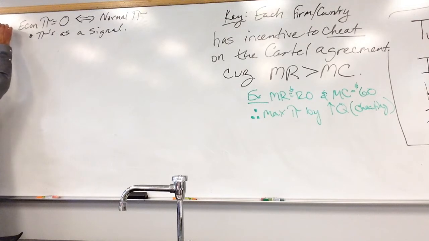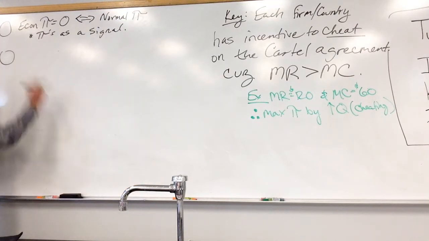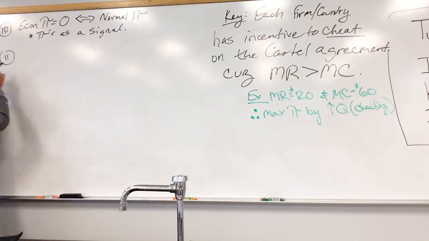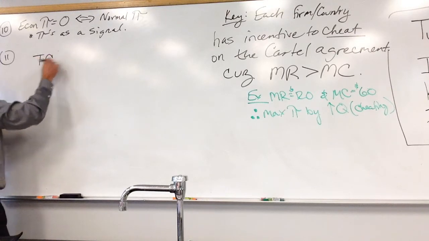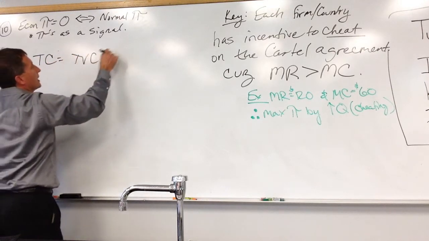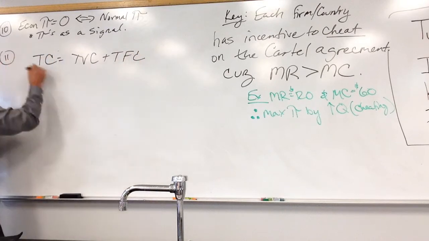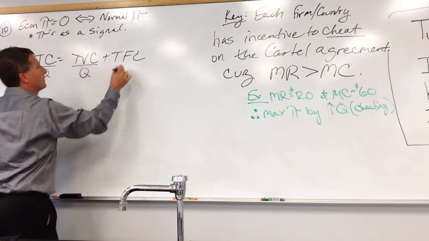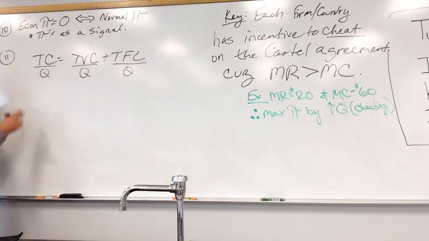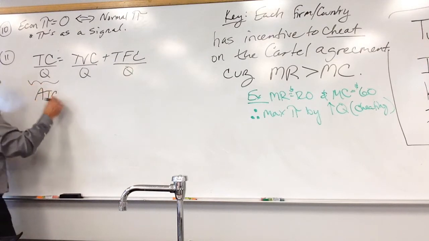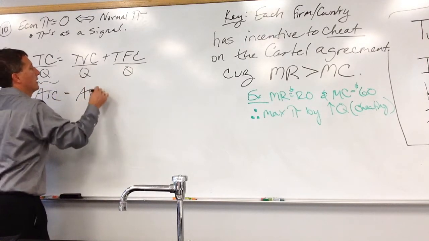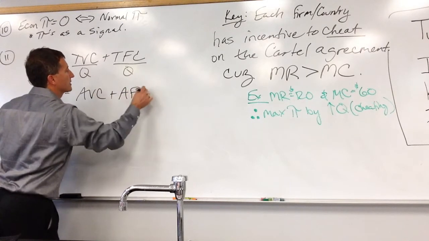So this is kind of the chapter 9 stuff, chapter 10 stuff, or I'm sorry, 10 and 11. This was 10, this is 11. Then we had the formulas. Total cost is equal to total variable cost plus total fixed cost. We often found it useful to turn that into averages and learn that the average total cost is equal to the sum of average variable and average fixed cost.